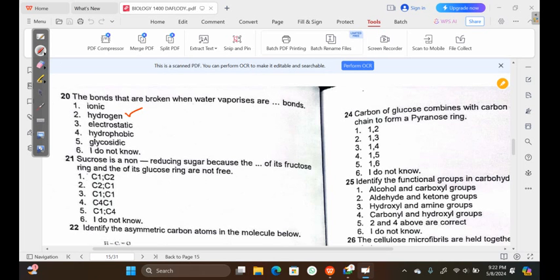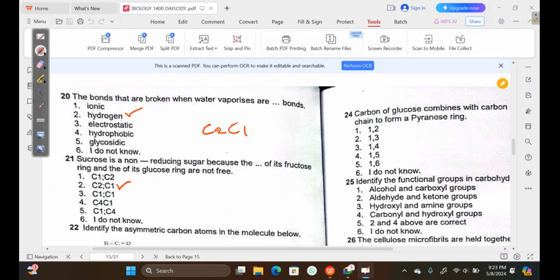So it's between which carbon and which one. For fructose, let's start with the fructose. Carbon what? Yeah, fructose is carbon 2. Then glucose is carbon what? Carbon 1. So C2 and C1. That is option what? Option 2.